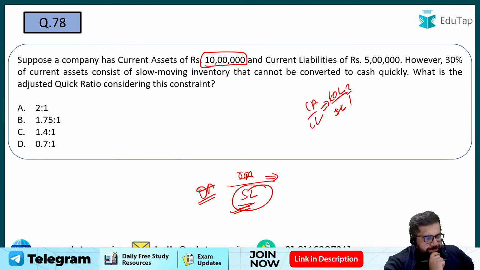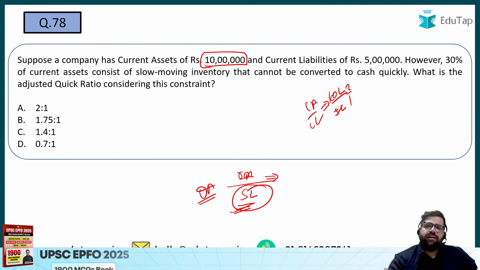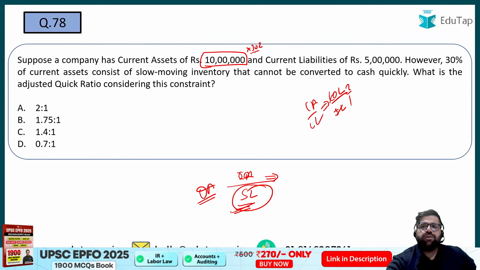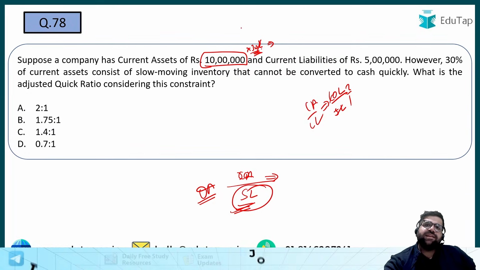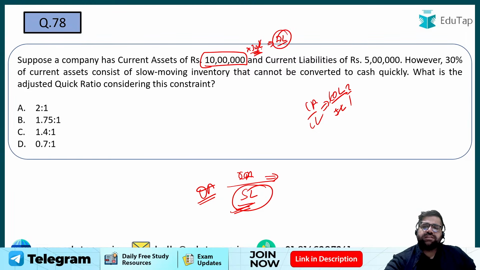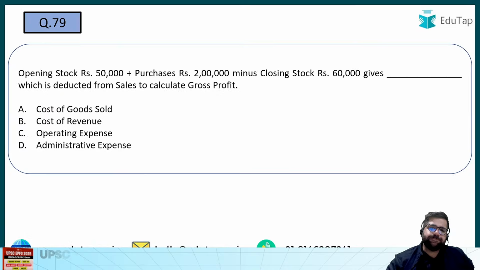Then it will be what? 30% of 10 lakh will be 3 lakh, right? 10 lakh minus 3 lakh will be 7 lakh. So 7 lakh divided by 5 will be what? 1.4 is to 1. That will be your answer, which is option number C.